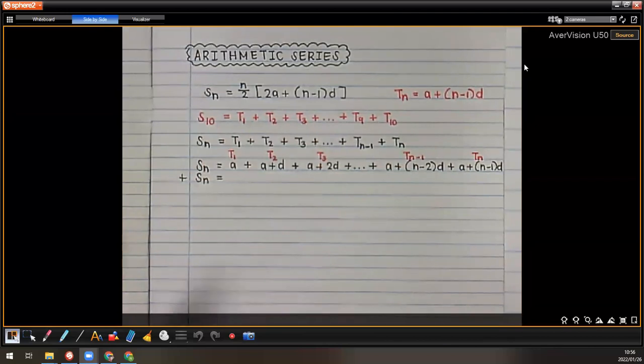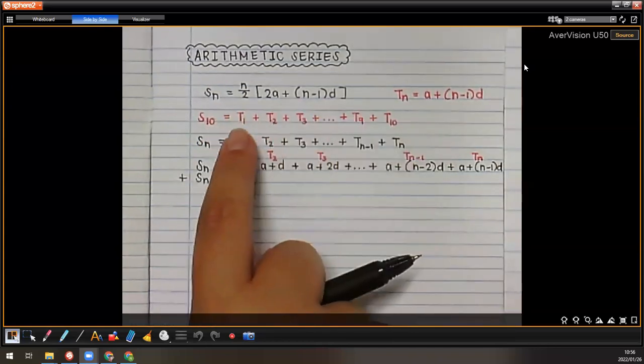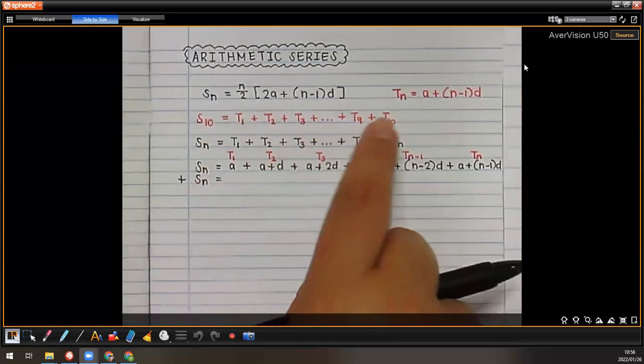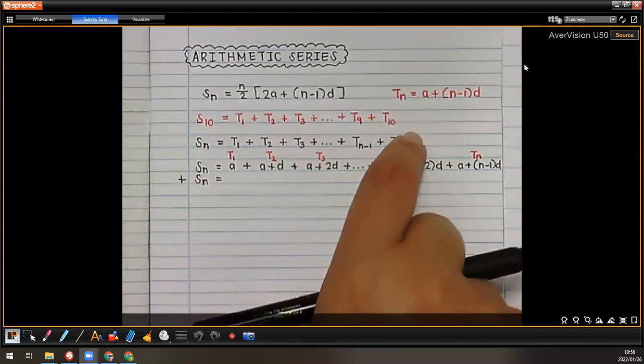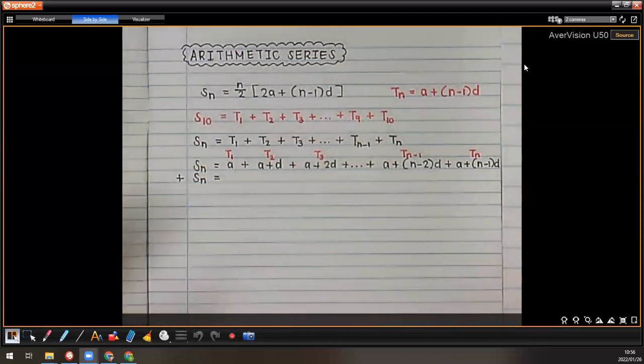Now what we're going to do is swap around the order of all of these terms, because if we're looking at this red line here, if you add term 1, 2, 3, 4, 5, 6, 7, 8, 9, 10 in that order, you will get the same answer as when you're adding term 10, 9, 8, 7, 6 if you're going backwards. If you're adding all of the terms together, but just in a different order, you'll get the same answer, right?